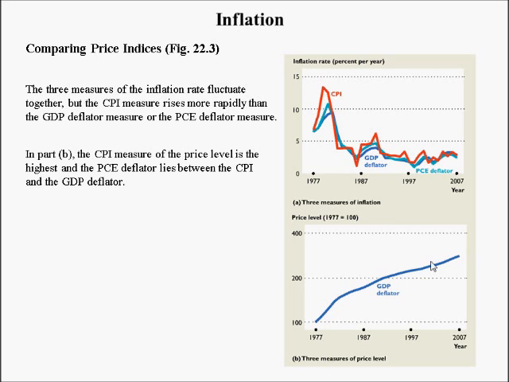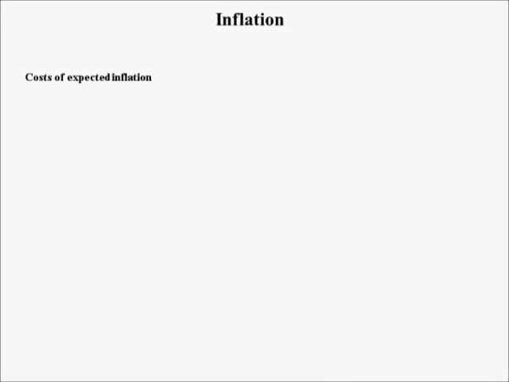Okay, so the GDP deflator, why is that? The GDP deflator rises relatively flat compared to the PCE deflator and the CPI. The CPI rises more because the CPI, again, is only 80,000 goods and services, where the PCE is more than that, but less than all the goods and services that are included in the GDP deflator. So the CPI overstates the inflation rate.